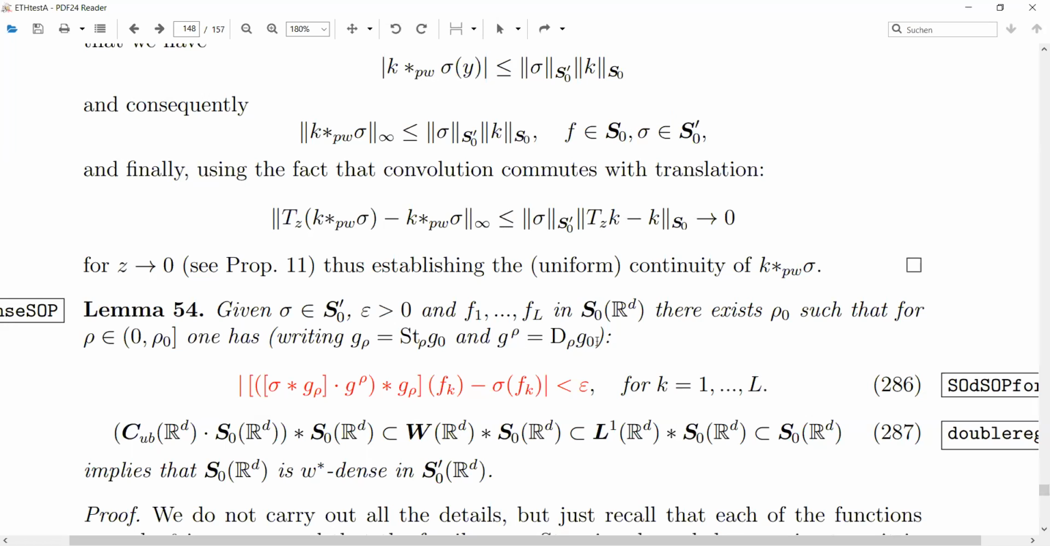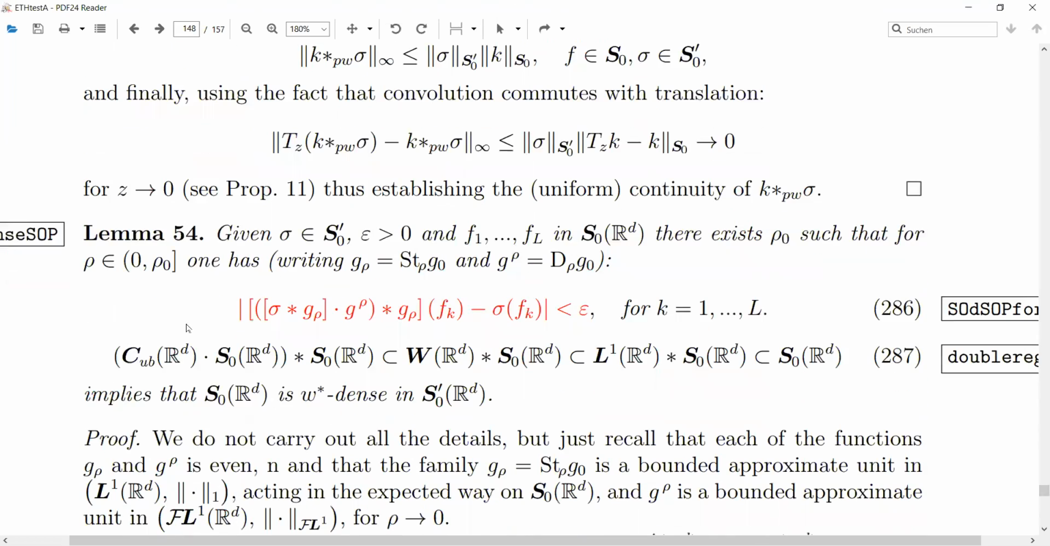And I'm saying, well, if you give me your sigma, and I would like to approximate it in the weak star sense, meaning after applying it to finitely many f's, I would like to be able to show that the difference between this more complicated object, which is interpreted as some element of S0, and the original sigma is negligible. It's smaller than epsilon for those finitely many given test functions.